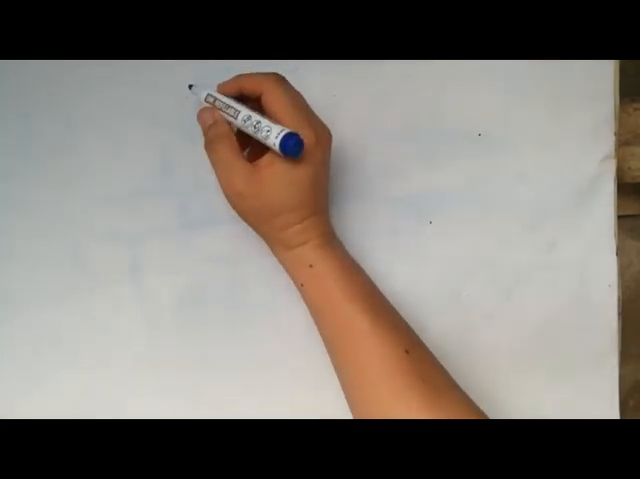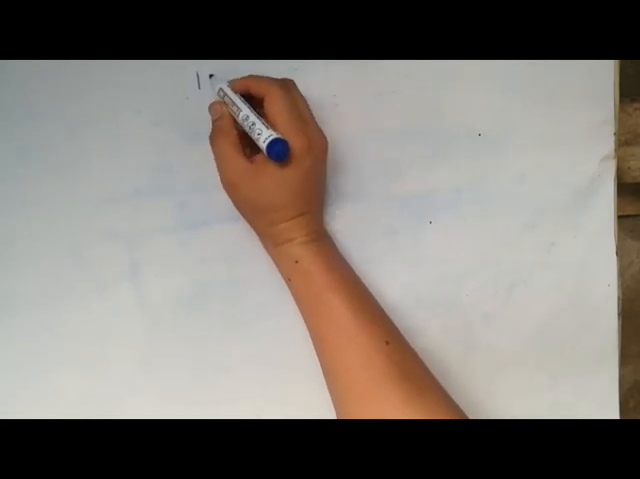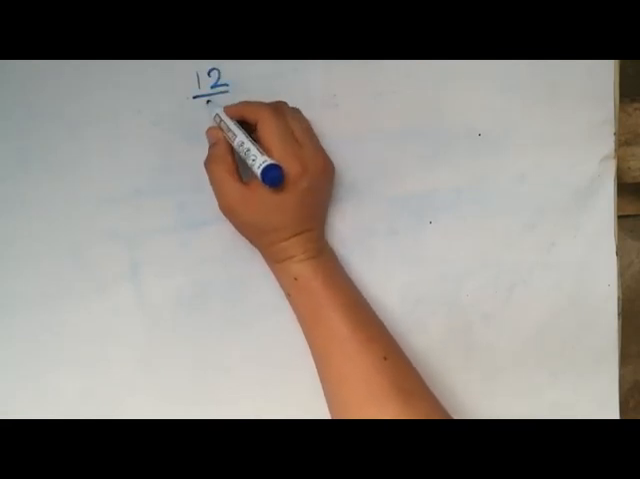Let's start with converting improper fraction to mixed fraction. Let's take some examples and see what we're expected to do in this case. Our first example is 12 over 5. 12 over 5 is the improper fraction we are trying to convert to a mixed fraction.